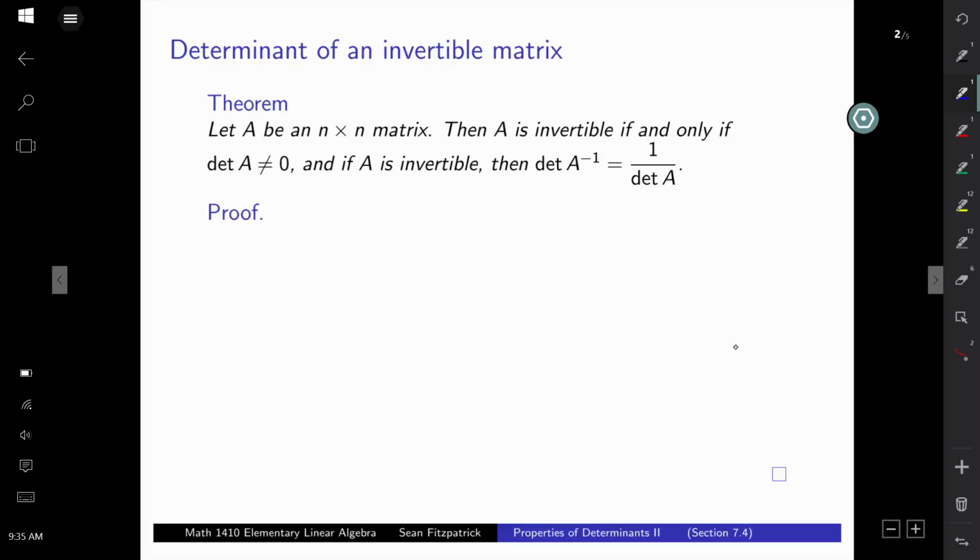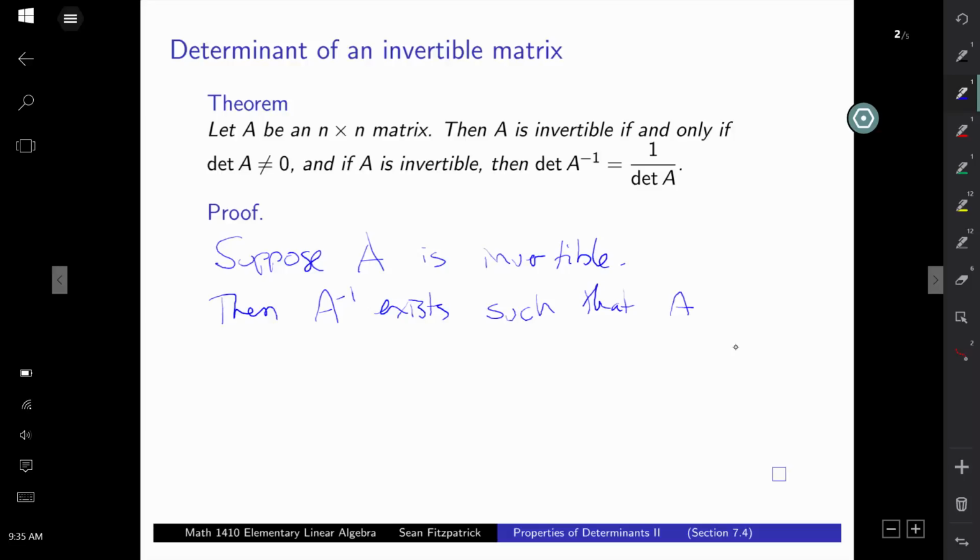So how do I show this? Well, suppose A is invertible. So that means that A inverse exists such that A times A inverse equals the identity. But we can take the determinant of both sides of this equation. The determinant of A times A inverse is equal to the determinant of the identity.